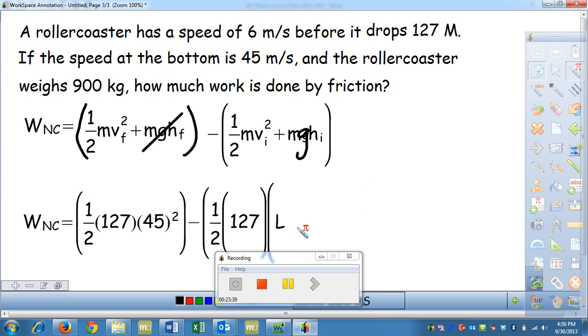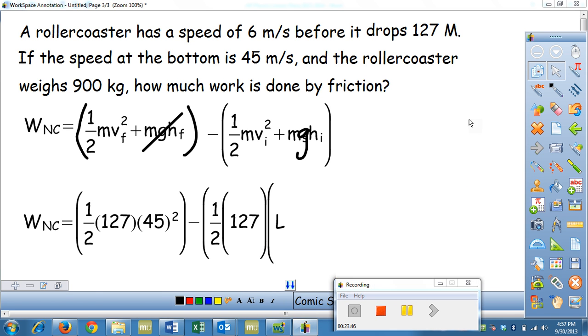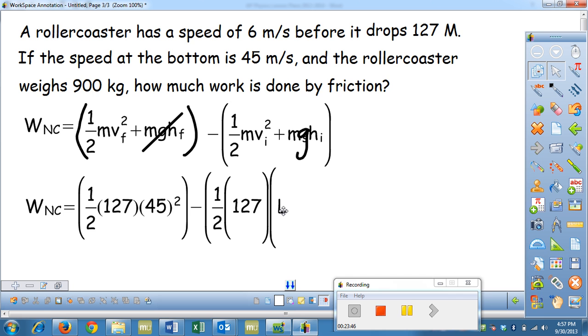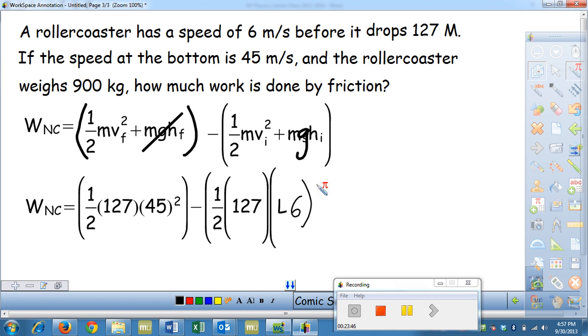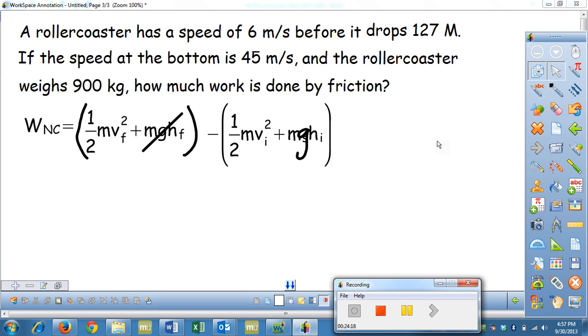The work done by non-conservative forces equals 1/2 times 127 times 45 squared minus... Okay, that one's not supposed to be 45, right? It's supposed to be 6. Oh, wait a minute. I've got to start over. I'm mixing up. 127 is not the mass, it's the height. Okay, hold on. I'm going to put the numbers in so I can see them.